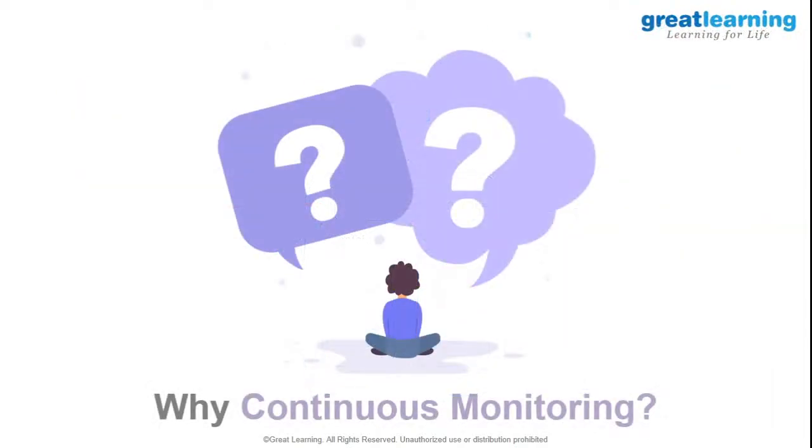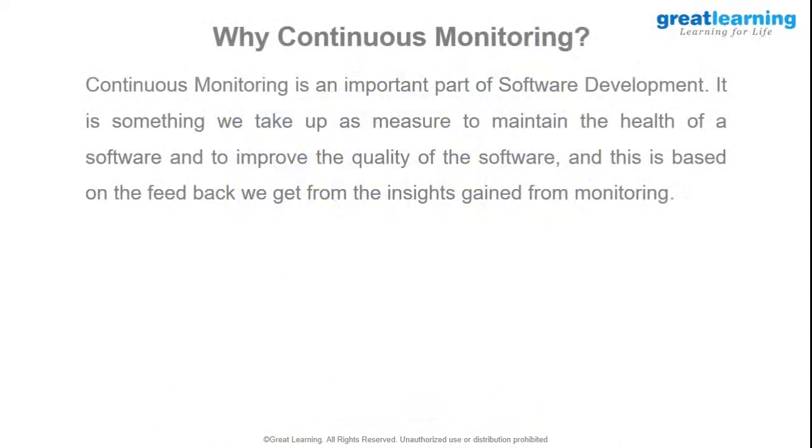So why continuous monitoring? In DevOps or even normal software development, you need to monitor your application always, because you need good feedback so that you can improve in your later cycles. Obviously, you've deployed good software once, but there's always room for improvement. So how do you do that improvement? How do you keep monitoring the health of a particular system? How do you maintain it? That's where monitoring comes in. Continuous monitoring is an important part of software development. It is a measure we take to maintain the health of software and to improve its quality, based on the feedback we get from the insights gained from monitoring.